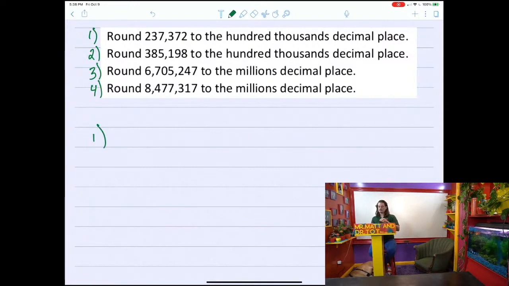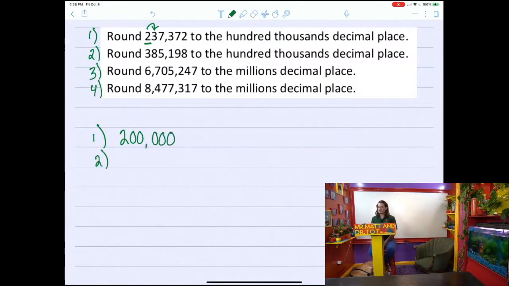Okay, number one, round 237,372 to the hundred thousands decimal place, so we're rounding to this decimal place. Looking to the value to the right, that's a 3, so we're going to round down to 200,000.